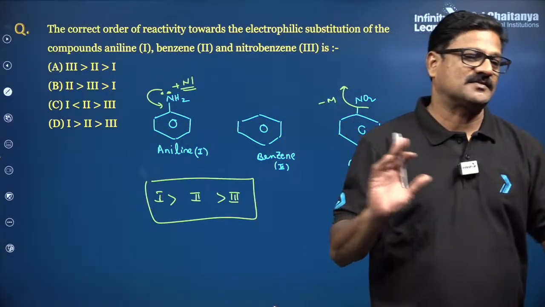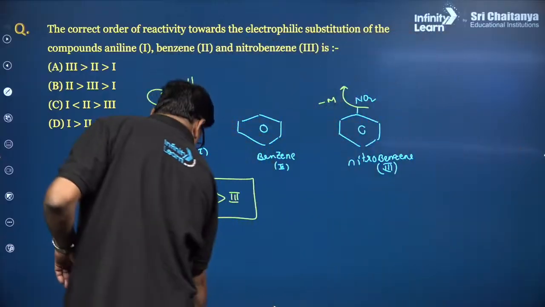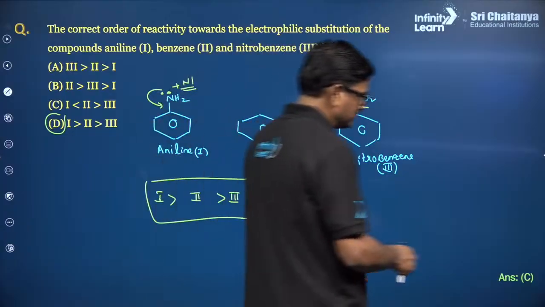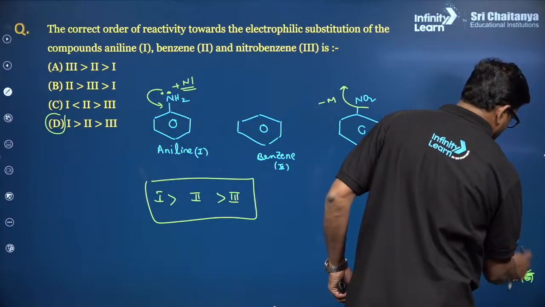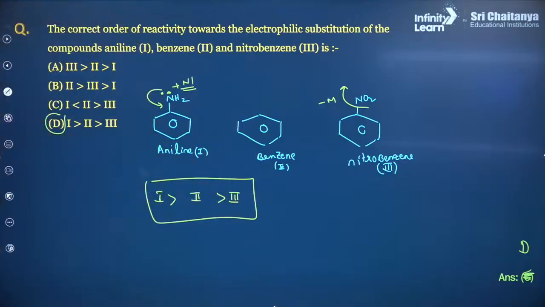Please let us focus on the class, my dear children, and the answer for this question is going to be C. 1 is more reactive than 2, which is more reactive than 3. Answer D. Yes, of course. How come you gave C?